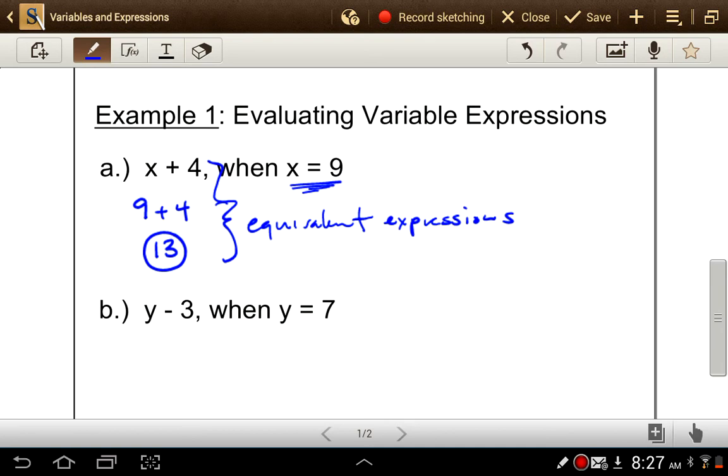Okay, so for B, I'm going to do the same thing. When y minus 3, when y equals 7, I just substitute 7 in for y. 7 minus 3, that is 4. That's it. Substitute the number in for the variable, answer the problem, understand that they are all equivalent expressions. Equivalent meaning represents the same amount, just different values. Okay? Let's move on to our next page. If you need to pause, go ahead.